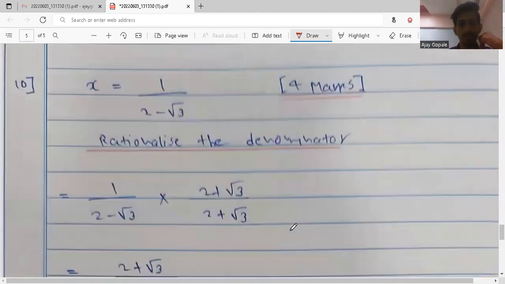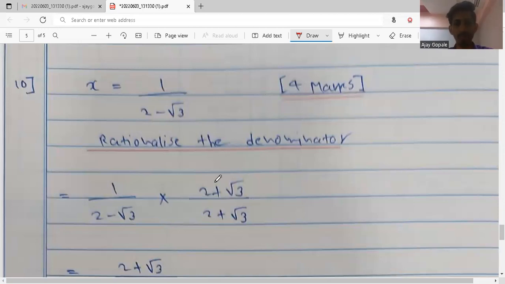Coming to the last question, that was question number 10, 4 marks question. The question was, the value of x was given to us in the form of fraction, where you can see in the denominator we are having one rational number, that is 2, and another irrational number, that is √3. So whenever we have root wala number in the denominator, the first thing that comes to our mind is rationalize the denominator. So here you can see in the denominator we are having minus sign. We need to multiply by its conjugate. Here it is binomial. So the conjugate for the same is 2 plus √3. Both in numerator and denominator will multiply.